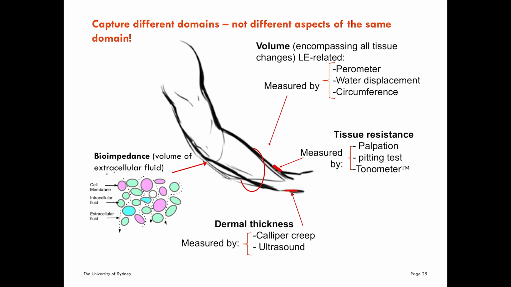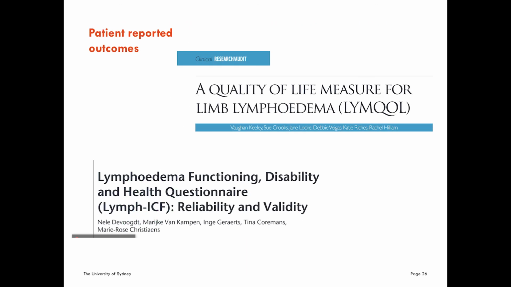Caliper creep. We have bioimpedances focused specifically on the extracellular. Pitting test. We saw a tonometer this morning. We don't have a good one available in Sydney, but it'd be great to have access to one that's reliable. And then we have the volume measures. So capture a range. And lastly, but not least importantly, are the patient reported outcomes.